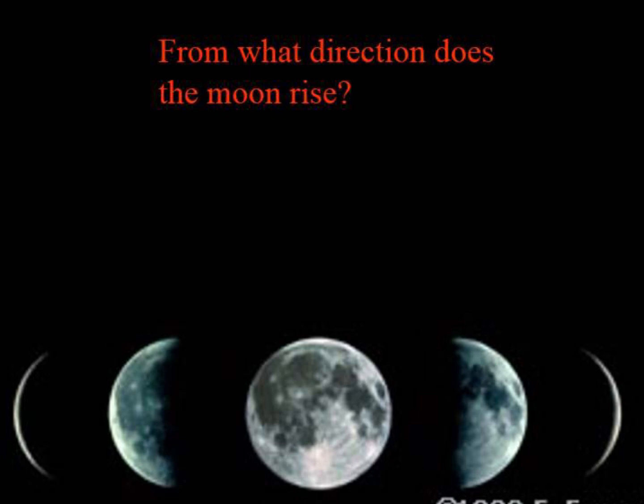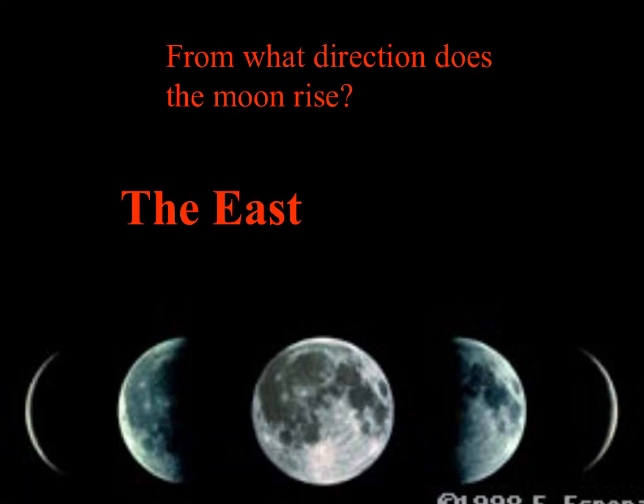From which direction does the moon rise? A hint is that the sun and stars also rise from this direction. Everything we see in our sky rises in the east and sets in the west, since Earth rotates from west to east.